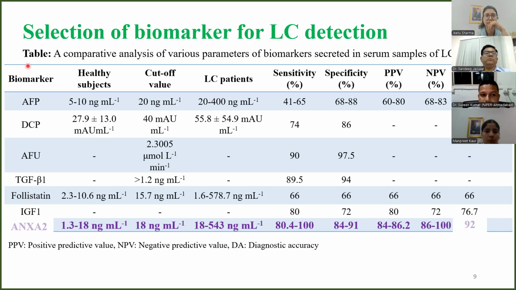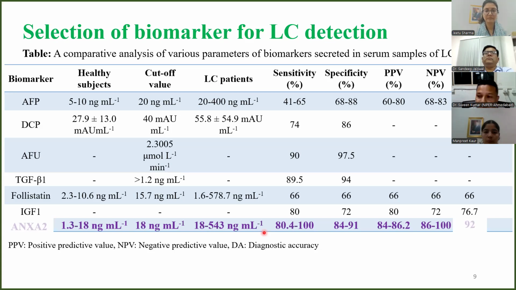When we look at its concentration in normal subjects, it varies between 1.3 to 18 nanogram per ml. Beyond 18, up to 543 nanogram per ml, the subject is suffering from liver cancer. So on the basis of this specific cutoff value, 18 nanogram per ml, and the concentration, the stage also increases: first stage, second stage, third stage. But after 543, the patient will not survive.